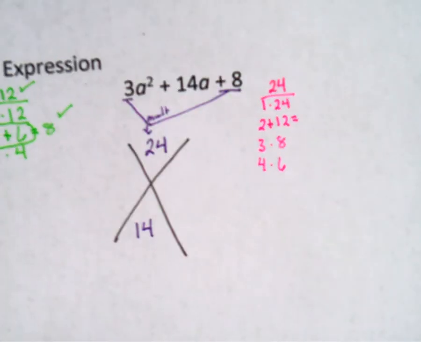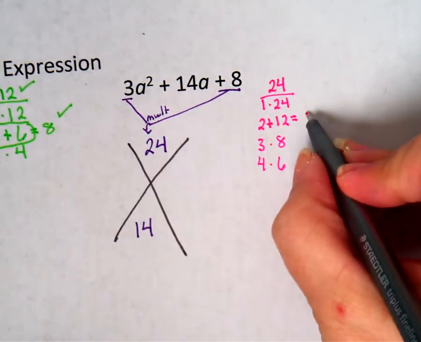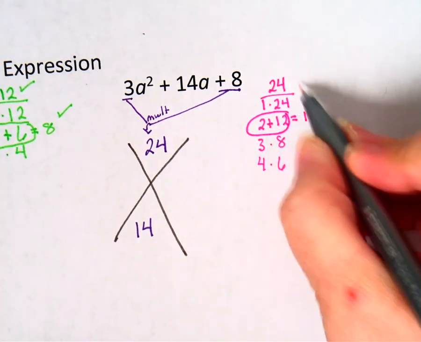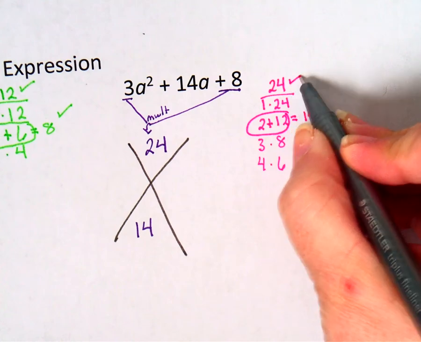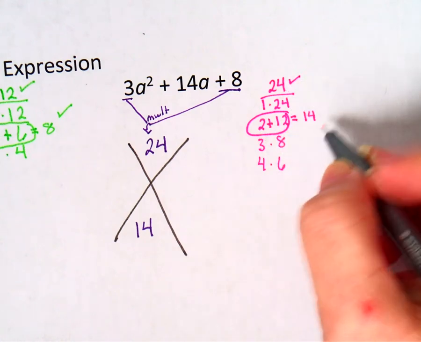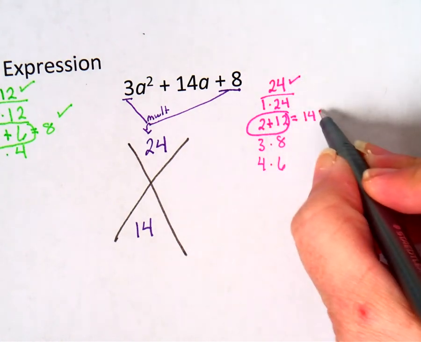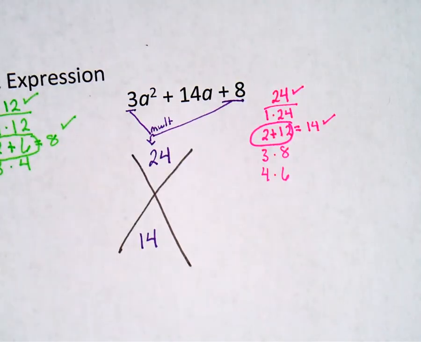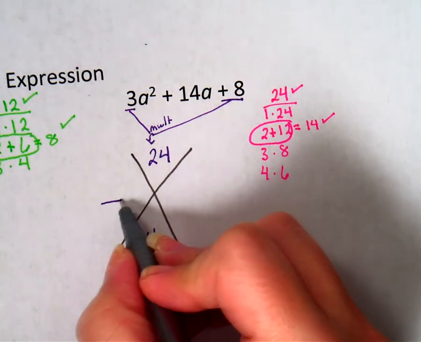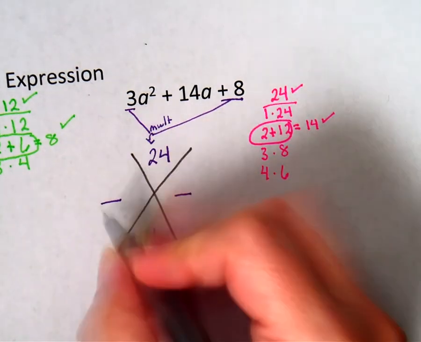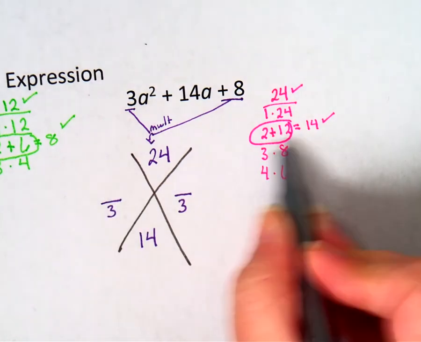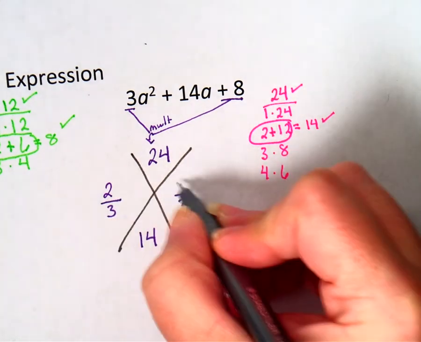So 2 plus 12, let me zoom in a little bit. 2 plus 12 does give me my 14 that I need. So these are going to be the two numbers that I'm going to use. 2 times 12 gives me my positive 24, and 2 plus 12 gives me my positive 14. Okay? So then when I come back to my x, remember the a is going to go underneath the fraction. So my a is 3. And then the numbers that are going to go on top are my 2 and my 12.